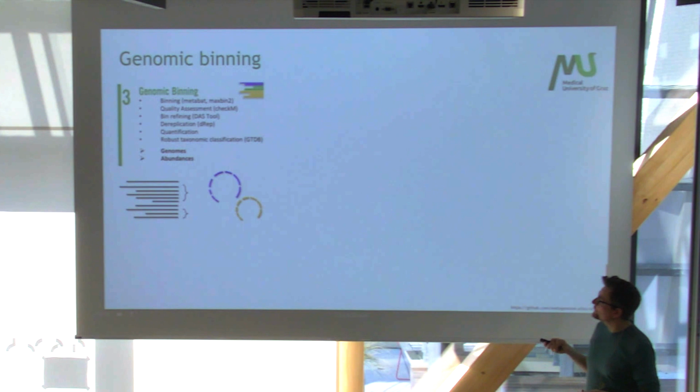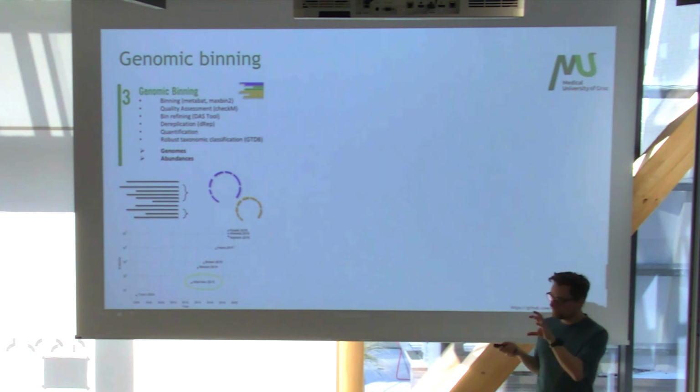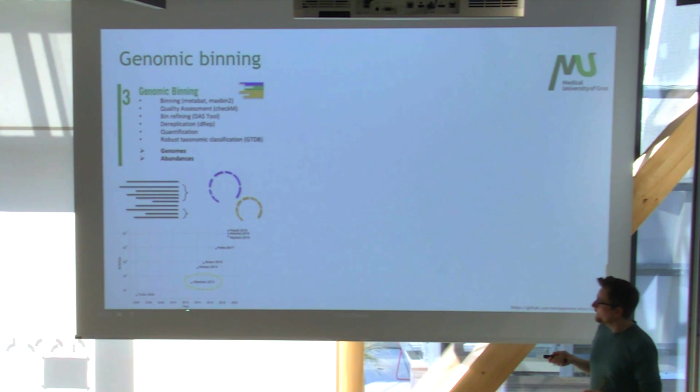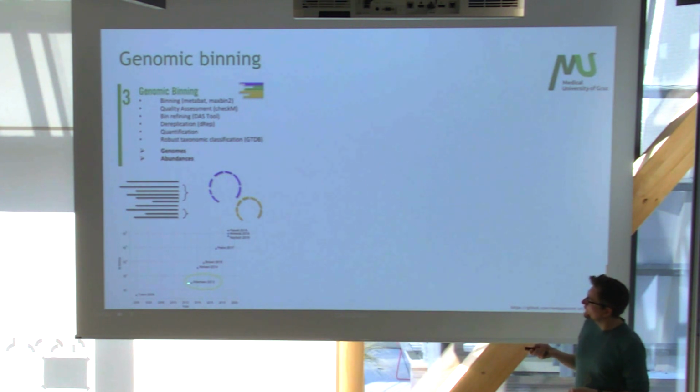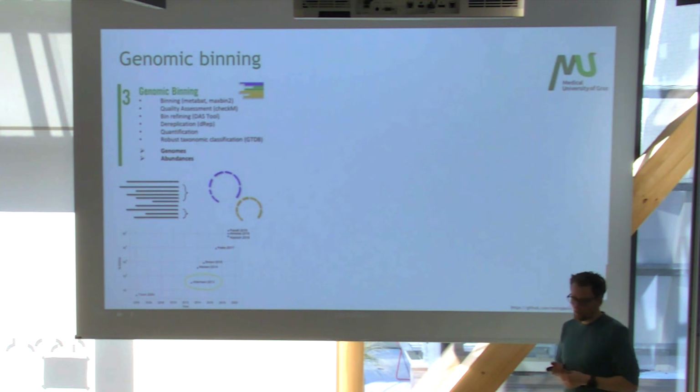Yeah, then the genomic binning. So when you have these larger fragments, then you really want to group them into the original genomes. You see here just by the number of different MAGs, which is the term for metagenome-assembled genomes, that there's really a trend, and the programs are getting better and better, and more of these genomes can be recovered from metagenomic data.